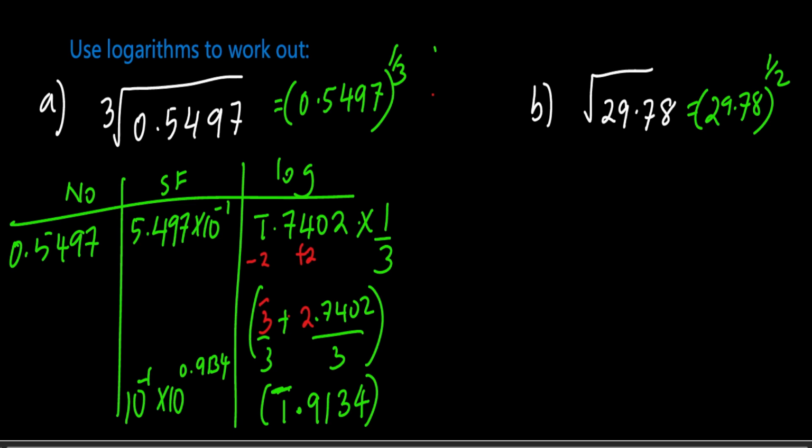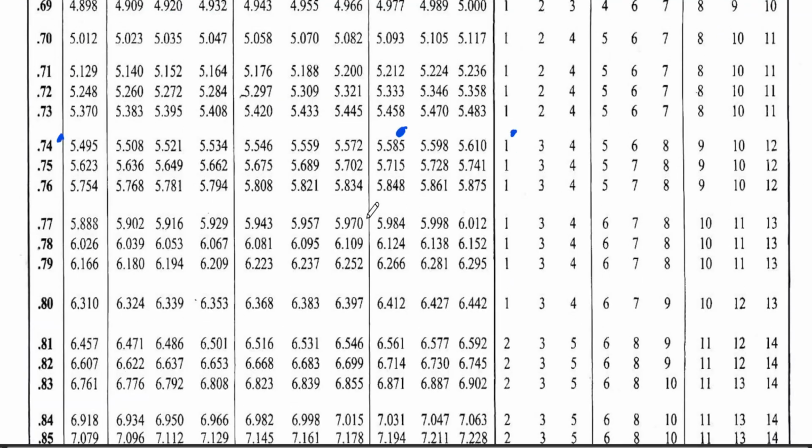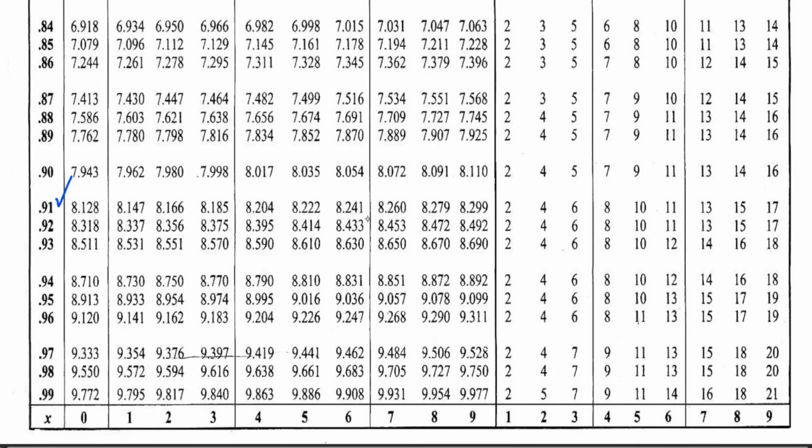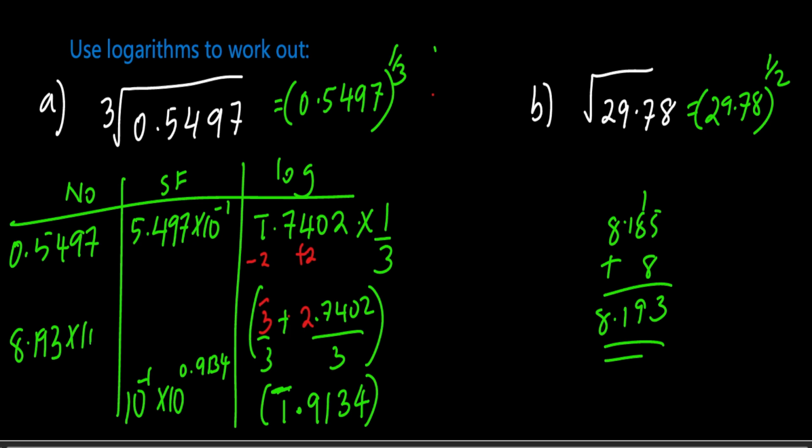So again, what do you do afterwards? Now let's search for the antilog of 0.9134, which is this one, 3 and 4. So 8.185 add 8 is going to give you 8.193. So basically we're going to get 8.193 multiplied by 10 to the power of negative 1, and the final answer is going to be 0.8193.